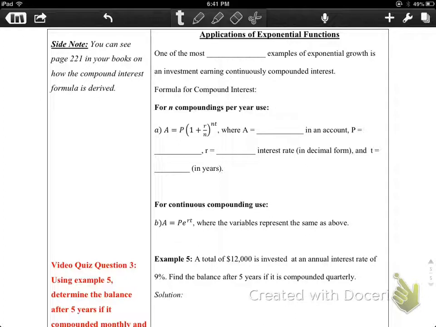And basically, one of the most common examples of exponential growth is an investment earning continuously compounded interest. And there's two formulas that you'll need to know. One is for n compoundings per year.